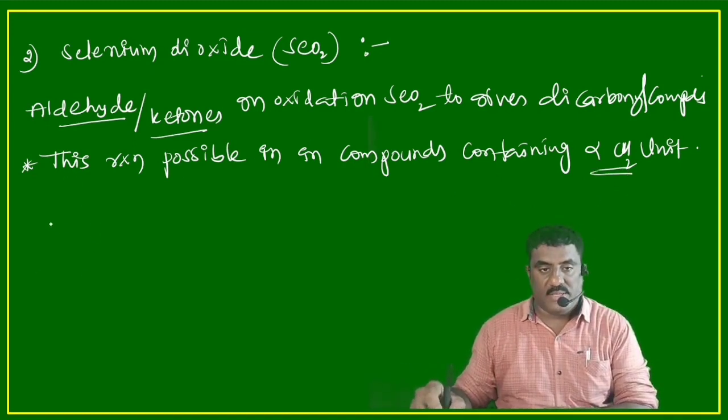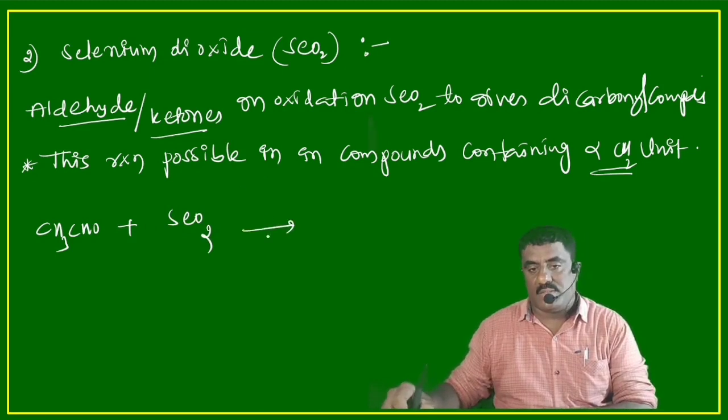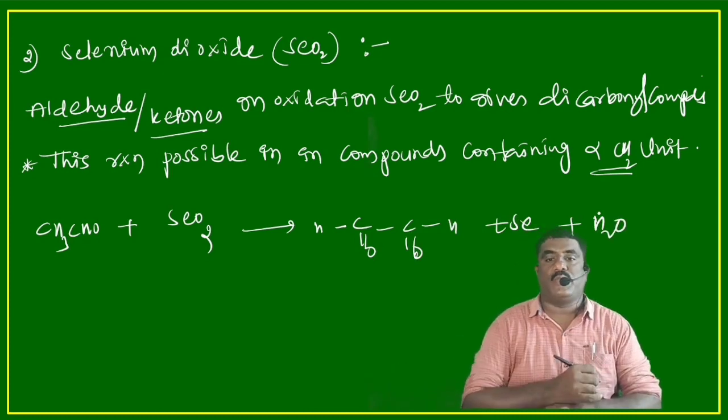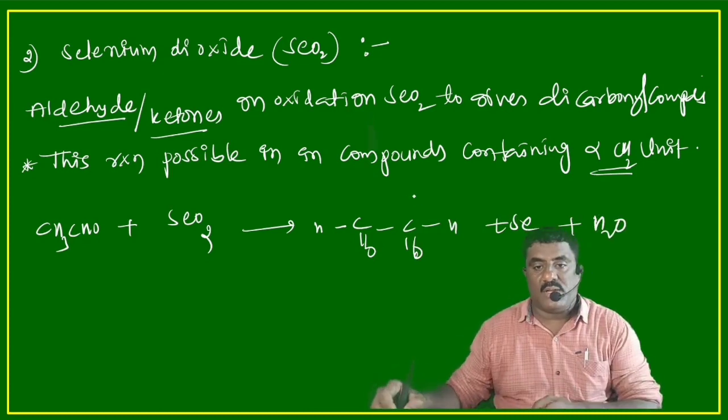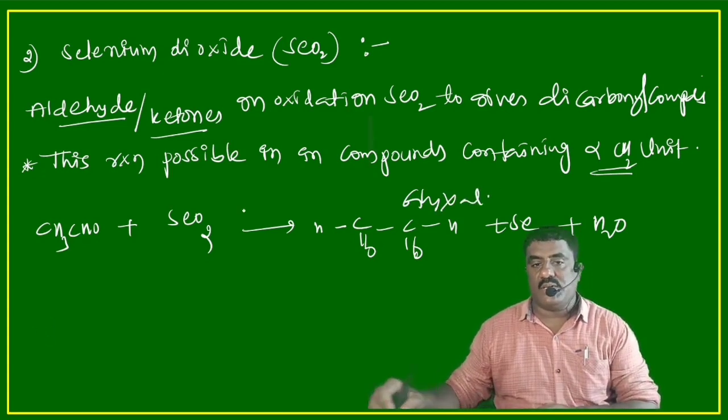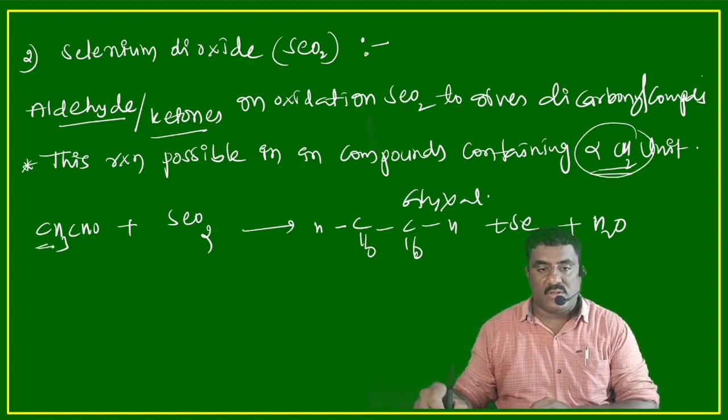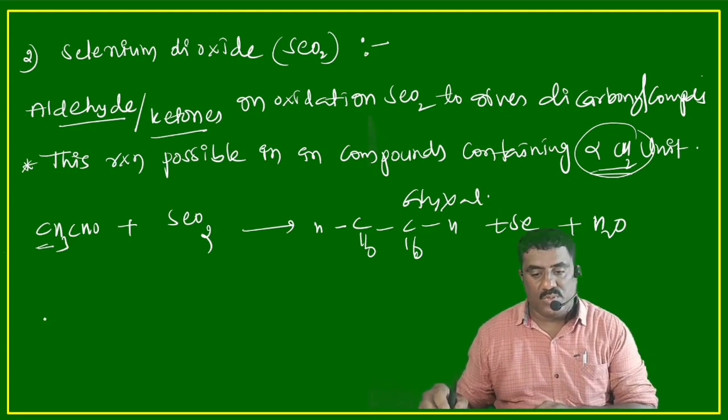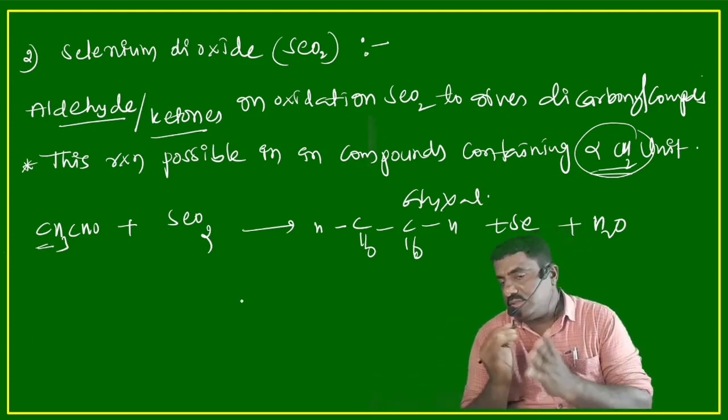For example, I am writing CH3CHO in presence of selenium dioxide. It gives dicarbonyls, with selenium and H2O. The dicarbonyl is glyoxal. What is the condition? This reaction is possible with an alpha CH2 group. Yes, it has alpha CH2, so oxidation with selenium dioxide is possible.